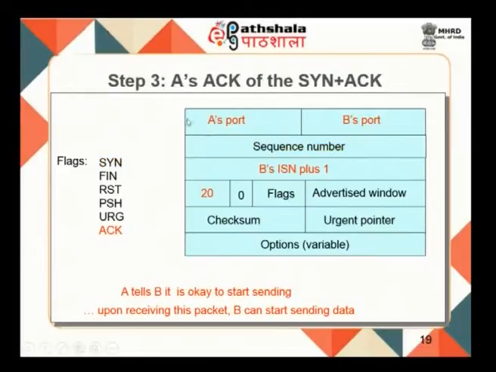Next, we have A's acknowledgement for the SYN plus ACK. So, what will this have? A's port number will be the sender port number, B's will be the destination port number, and it will send a sequence number. And what do you have here? B's ISN plus 1 will be the acknowledgement field, because B has given a new sequence number which you have to acknowledge. And you have the ACK flag set here. You can see that SYN is not set, only the ACK is set. So, this indicates that this is A's ACK of the SYN plus ACK. On receiving this, B can start sending data, and once A has sent this, A also can start sending data. So, this is basically the three-way connection establishment process of TCP.